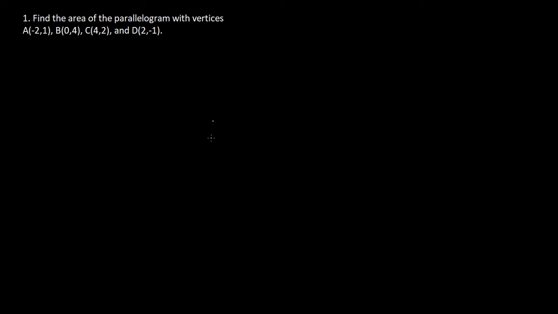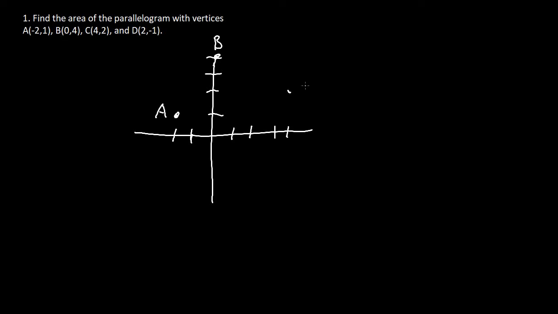So if I were to draw this in a two-dimensional plane here, a is negative 2, 1. So that's going to be a. We have b at 0, 4, so around here. C is at 4, 2. And then we have d at 2, negative 1. So this is going to be approximately the parallelogram.